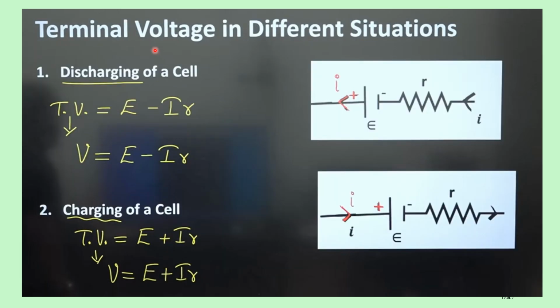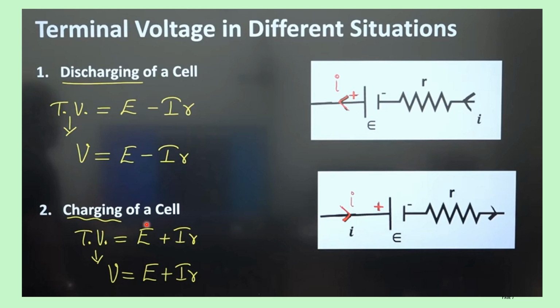Let us consider how to calculate terminal voltage in different situations. First one, discharging of a cell. Consider this is the circuit, and this is the current I. The current I is discharging from the cell. In this case, terminal voltage is given by E minus IR. Terminal voltage, simply written as V, is V equal to E minus IR. Discharging of a cell means the current is coming out of the cell. You have to remember that.